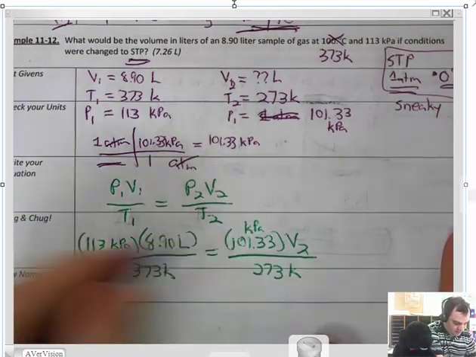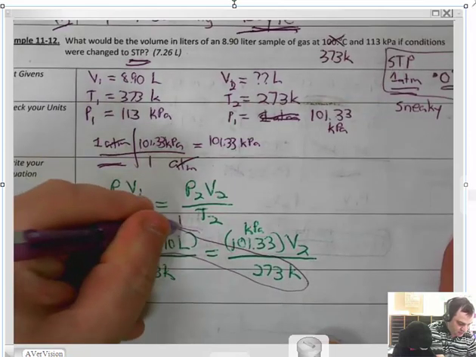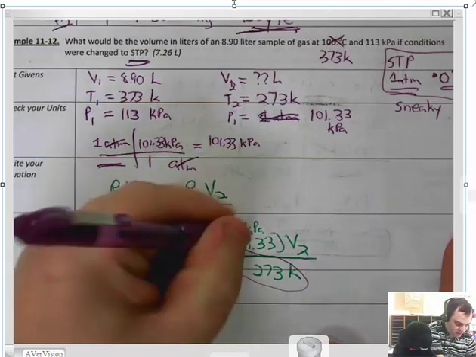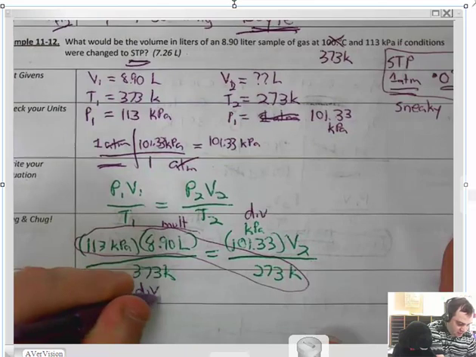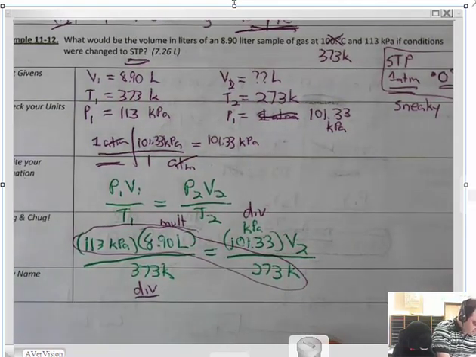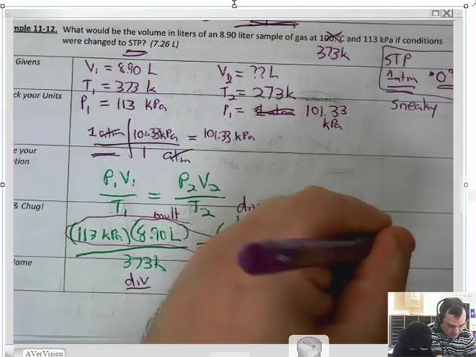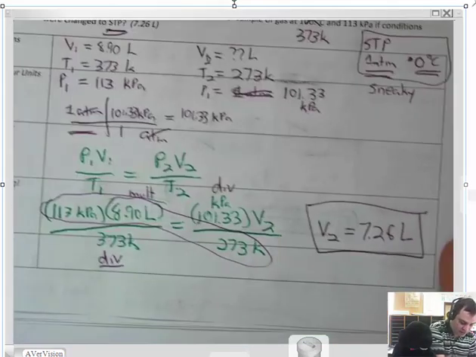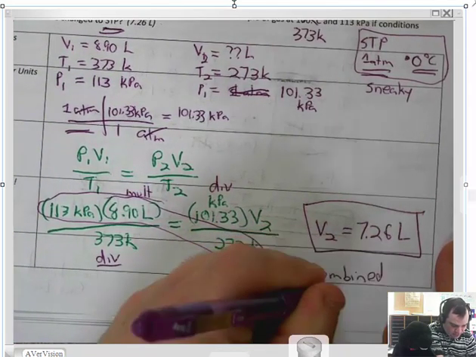The variables here, so we are going to circle these 3. We are going to multiply all those 3, because that's going to end up over here when we cross multiply. Which means we are going to divide by 101.33, and we are going to divide by 373. We will get an answer of V2 equals 7.26 liters, and this is the combined gas law.